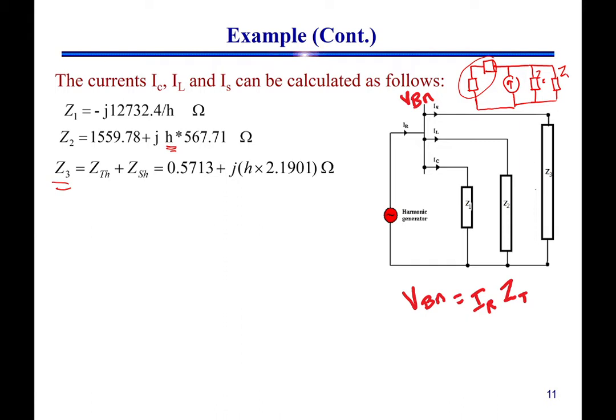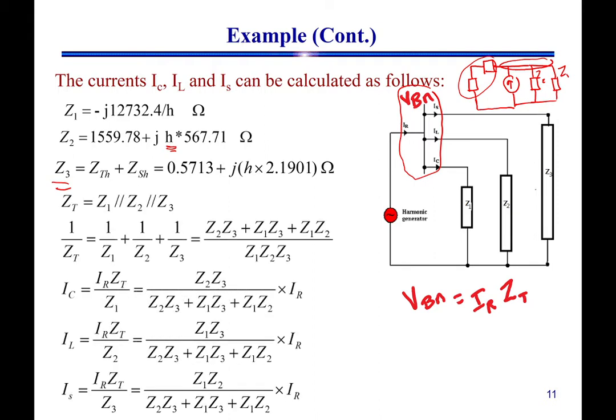All those three impedances will be connected in parallel. So to find the voltage at this node for the fifth harmonic, we need to calculate the total impedance and multiply it by the harmonic current. So it will be the total impedance of Z1, Z2, Z3 connected in parallel. That will be Z total. Then the voltage at this node will be the total impedance times the harmonic current.